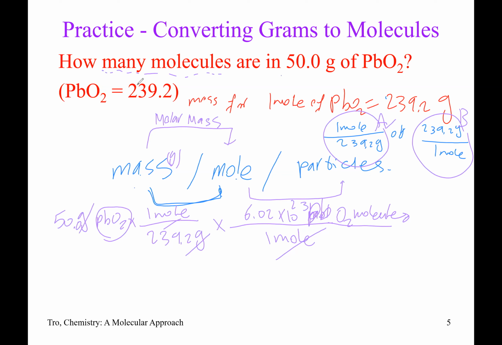But since the question is asking for how many molecules, we can stop here. So the main part is to be able to relate mass to mole to particles. You see, mole is like a bridge. There is no way that you can jump this bridge. You have to cross the bridge. You cannot go directly from mass to particles. You have to first convert to mole, and then from mole you can convert to particles.